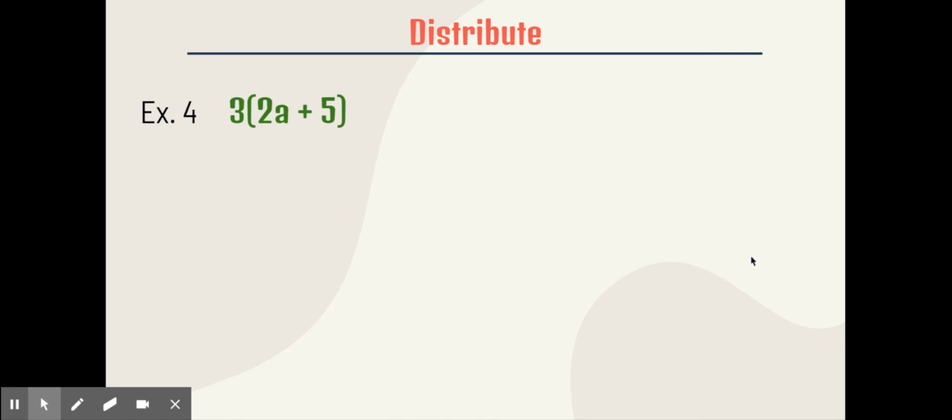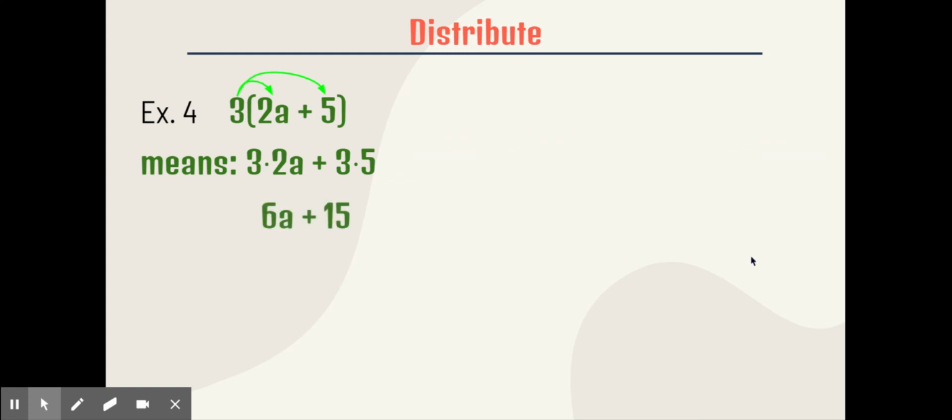Okay, we're going to distribute the 3. We're going to say 3 times 2a and 3 times 5. And then I'm going to simplify my little multiplications. 3 times 2a is 6a. 3 times 5 is 15. The plus sign stays between them just to keep them separated. This is the answer. I cannot add those together.